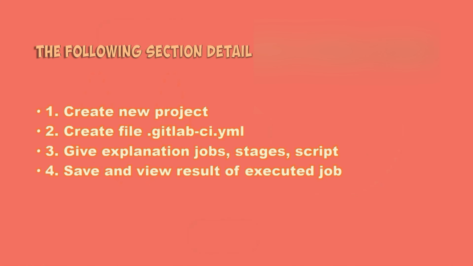We'll begin by walking you through the process of creating a new project in GitLab, where you'll host your code and CI/CD configuration. Next, we will create the .gitlab-ci.yaml file, learn how to set up the essential GitLab CI YAML file, which defines your pipeline's behavior. Get a clear explanation of key concepts like jobs, stages, and scripts within your CI/CD pipelines, and how they work together to automate your development workflow. And finally, we'll save your configuration to observe the result of the executed job within the GitLab interface.